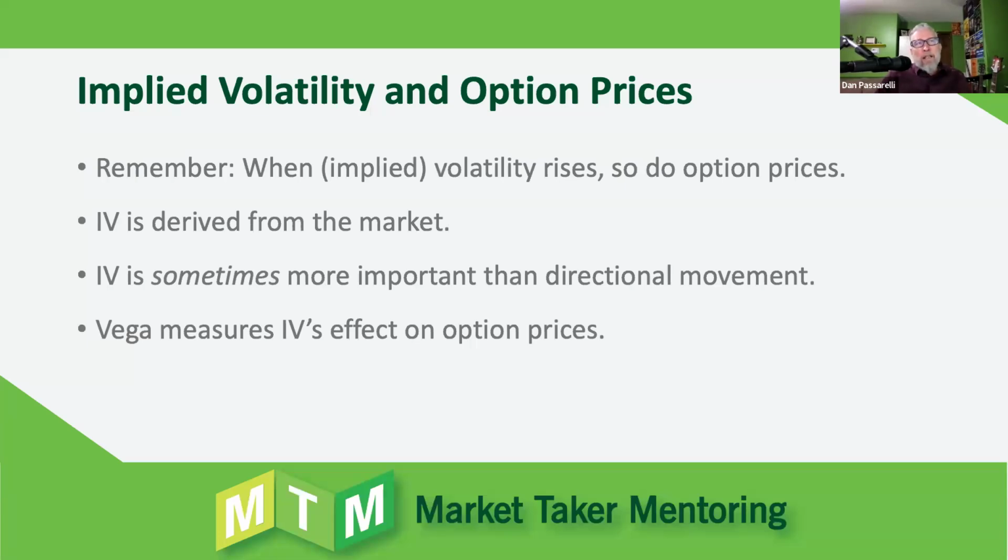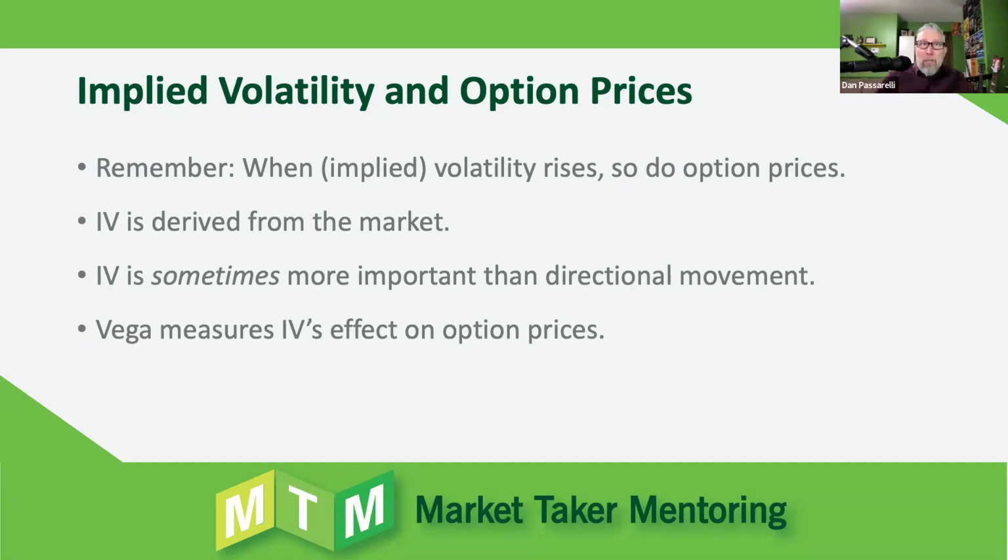Because implied volatility is derived from the market, from option prices. We take the options pricing model and we use it to solve for implied volatility. People think that the options pricing model is designed to value an option, and I would argue that it's really not. The options pricing model is used to identify the implied volatility of the option. Implied volatility is sometimes more important than directional movement.